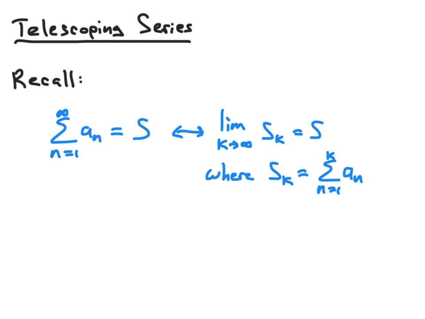We say that the series from n equals 1 to infinity of a sub n will converge to the number s, or equal s, if and only if the limit as k goes to infinity of the kth partial sum s sub k is equal to s. Here, the partial sum s sub k is just the sum of the first k terms of our series.